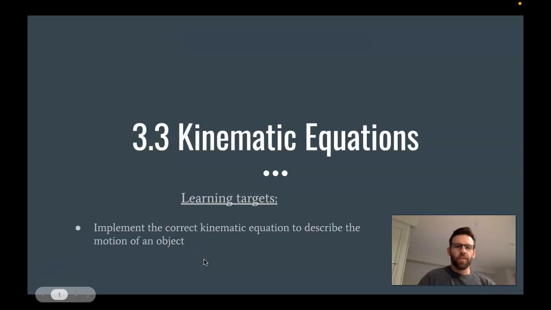Hi everyone. So the goal of this video is to look at the kinematic equations. This is a should-do assignment. The reason I think this is important is because the kinematic equations can be used to describe the motion of any object if you just know a few things about that object's motion. Your learning target is to implement the correct kinematic equation to describe the motion of an object.